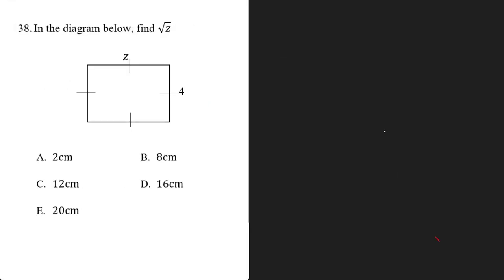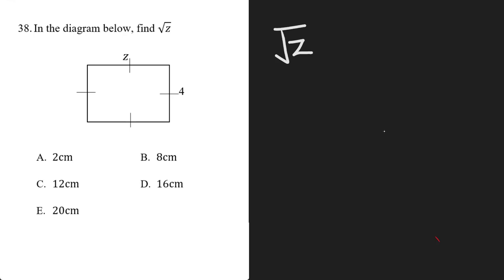Alright, question 38 says in the diagram below, find the square root of z. From the diagram, you can see that there is 4 centimeters here, right? If we have 4 centimeters there, remember it's a square. Since it's a square, all the sides are always the same. So that means this z will also be 4.